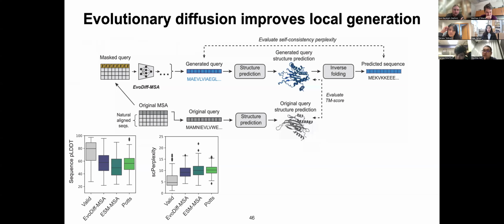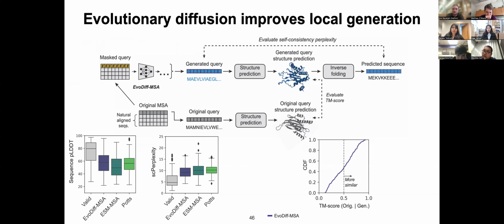And what we also want to do here is take that original MSA, the original query sequence, pass it through some structure prediction to get some corresponding structure, and then evaluate the TM score. So really, we want to see how new is this generated, or how similar is this generated sequence in structure to its original query prediction. And what we see is that overall, our generations are much more similar than using something like ESM MSA, and significantly better than using something like a PSSM model.